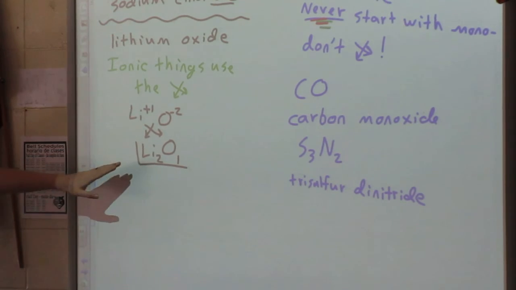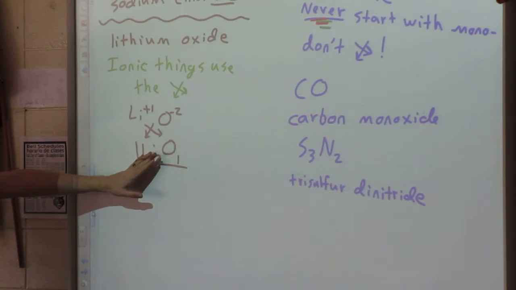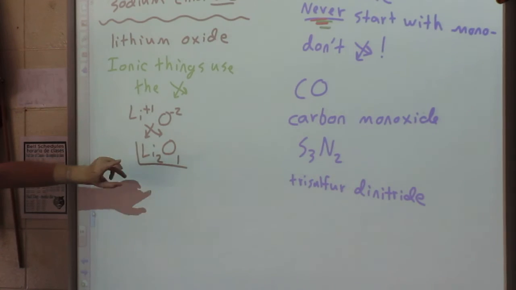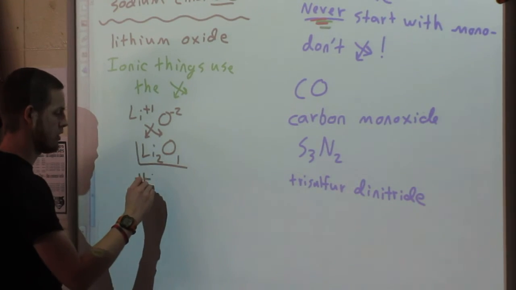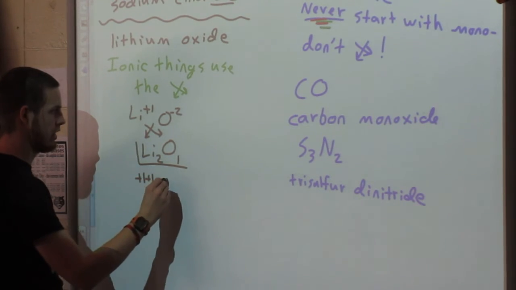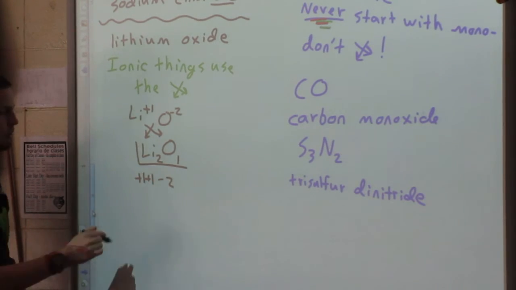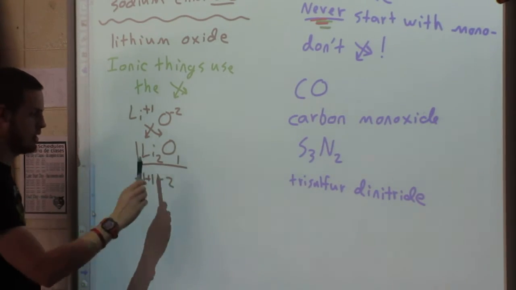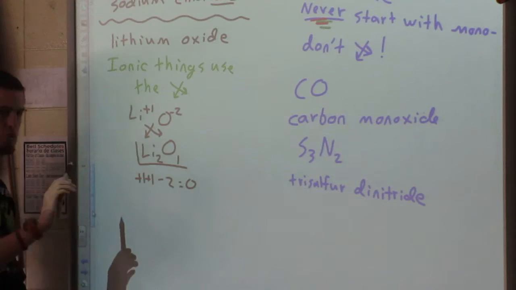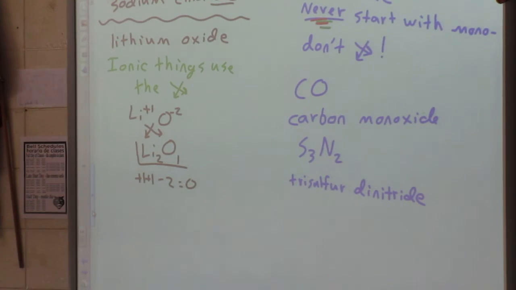Again, there is no negative 2 lithium, always positives. This is saying that you need two positive ones to balance out with a minus 2. So I need two plus ones, plus 1 plus 1, 1 minus 2, and that charge is 0, so you're stable, you're ready to go. You've got to be stable. You want to be stable.